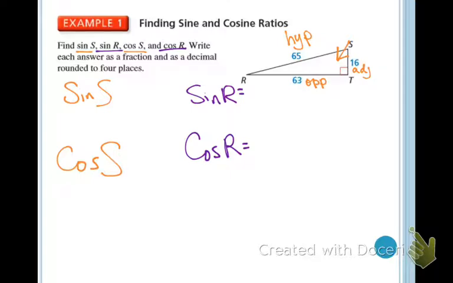So sine is opposite over hypotenuse. So what is the opposite? 63 over 65. We're going to circle that. And then it says round to 4 places as well. So what is 63 divided by 65? 0.9692.